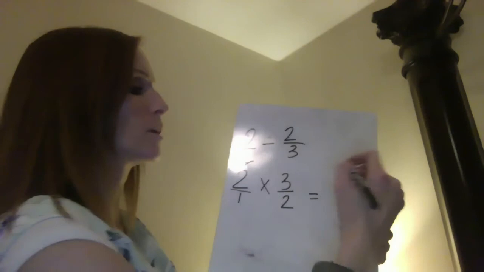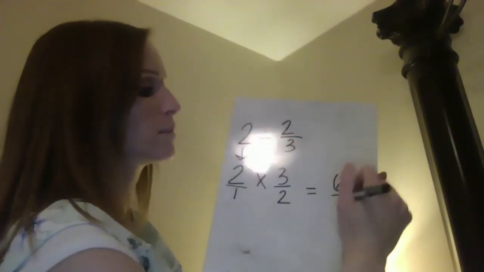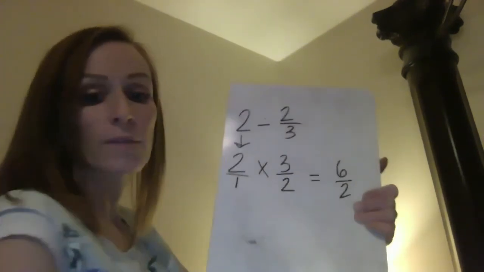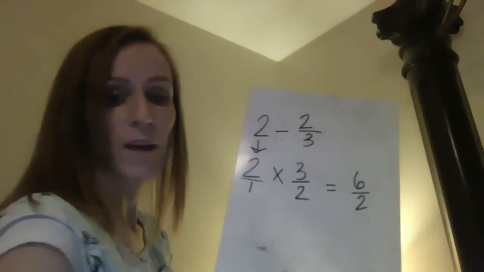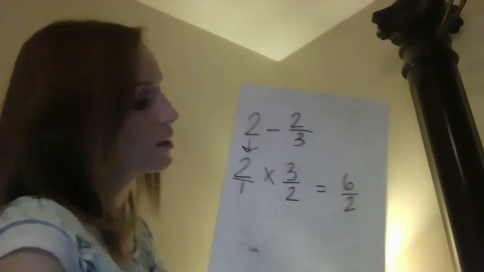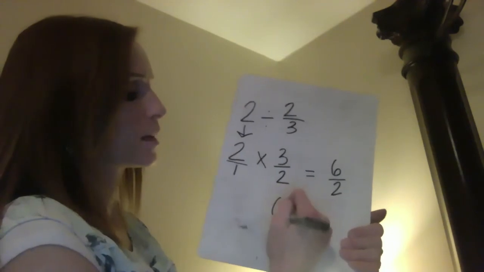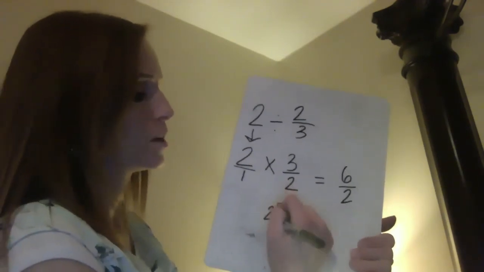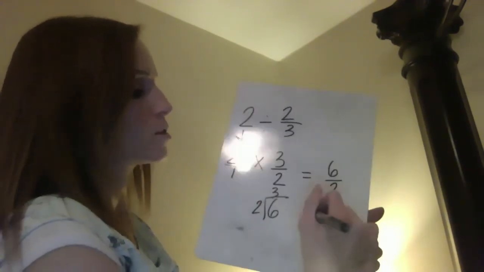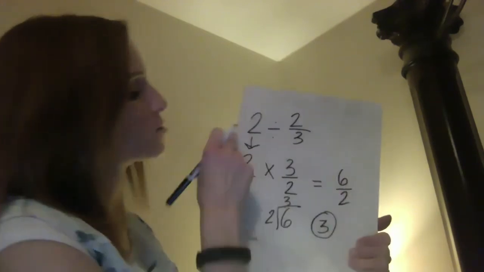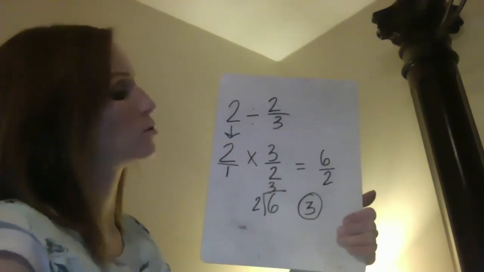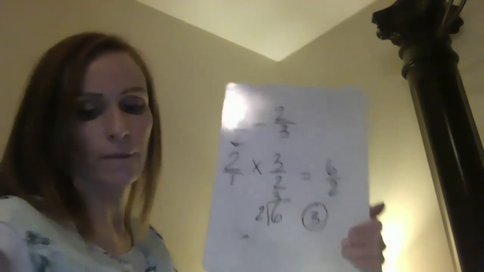2 times 3 equals 6. 1 times 2 equals 2. And we have to simplify that because it's an improper fraction. Remember, we turn it into a division problem. 6 divided by 2. 2 goes into 6 3 times. So my answer is 3. So the answer to 2 divided by 2/3 equals 3.